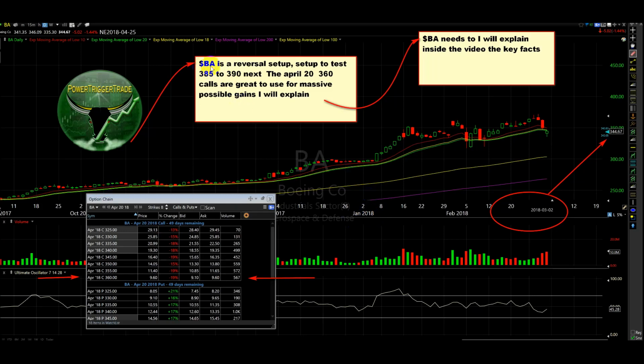Anyways, people, so BA is a reversal setup, set up to test. Okay, the April 20. I just explained everything. Anyways, massive possible gains, people. I really like this Power Trigger Trade. You know what I'm going to be doing. So, how do you get into this one here? BA needs to.